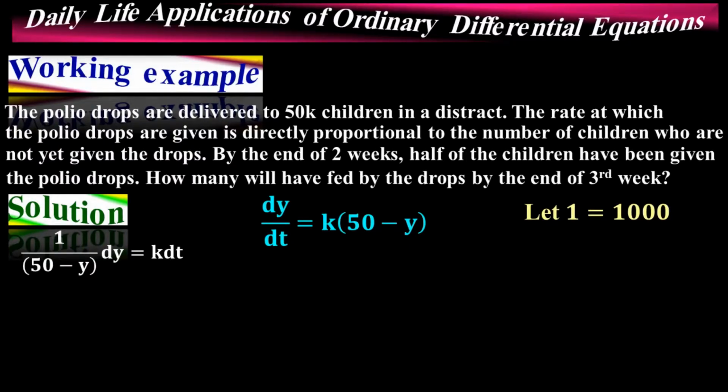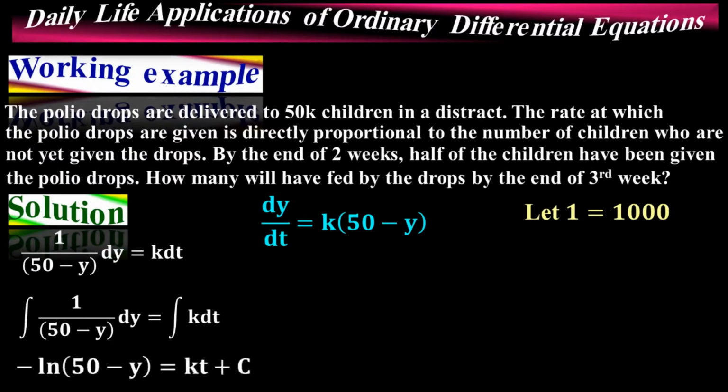If you are still not sure about separable differential equations, go back and see the section on separable differential equations. It is exactly the same thing. Take integration on both sides. Integral of 1 over 50 minus y dy equals integral of k times dt. Integration of the left side equals minus natural log of 50 minus y, and integration of the right side is kt plus c. c is an arbitrary constant.